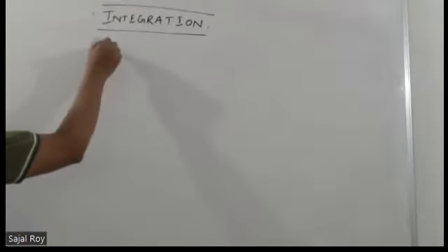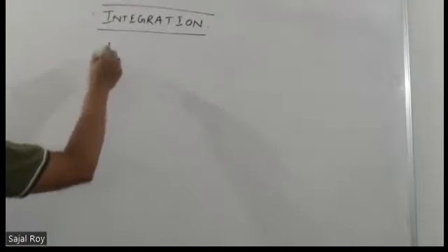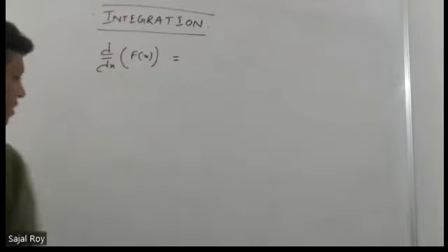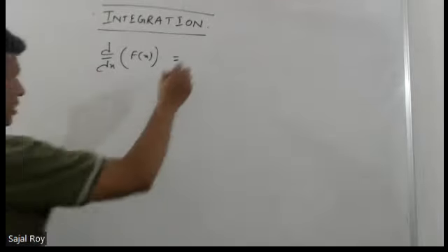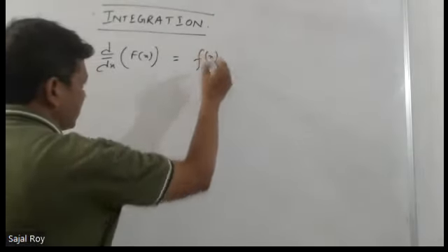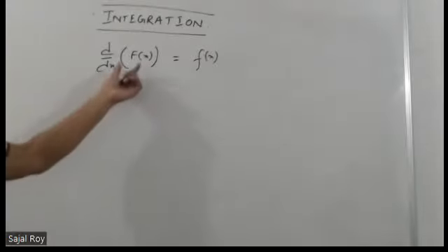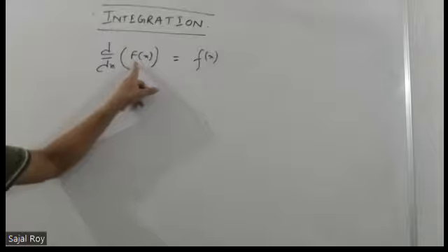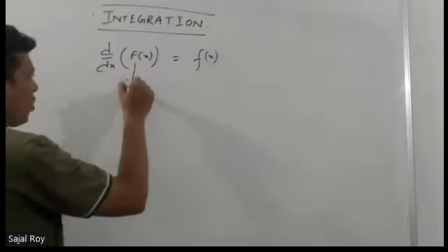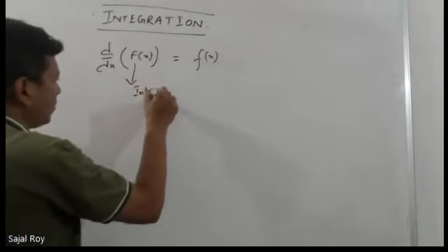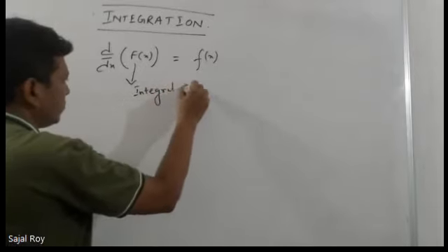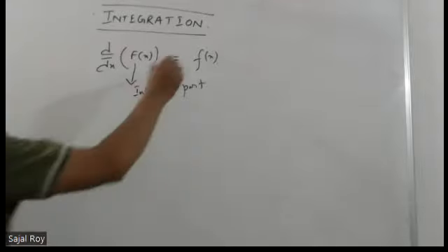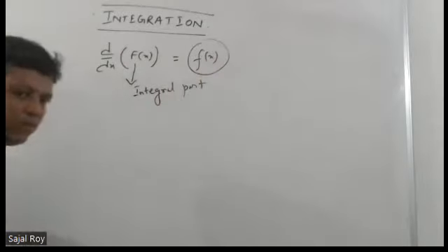Suppose I write, because we know the derivative d/dx of f(x). If you differentiate F(x), you will get a small f(x), some different function. So this F(x) is called the integral part, and this is the result of the differentiation.